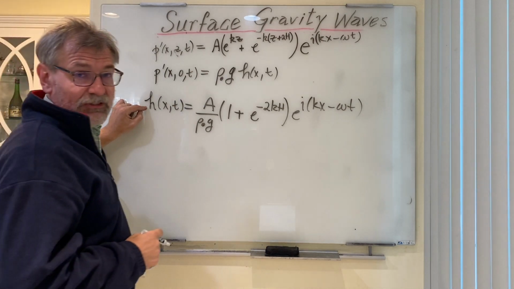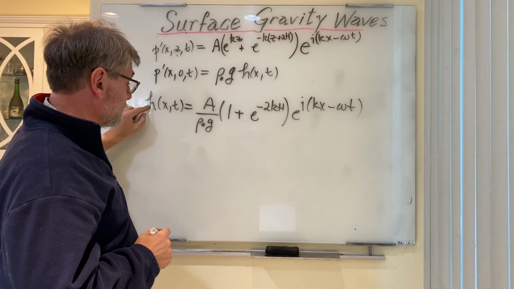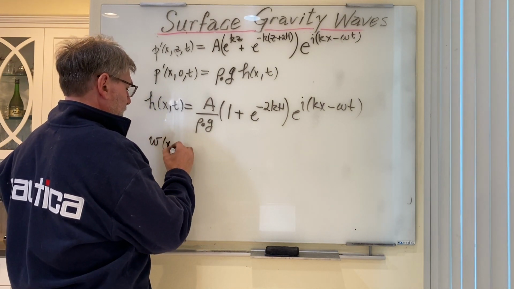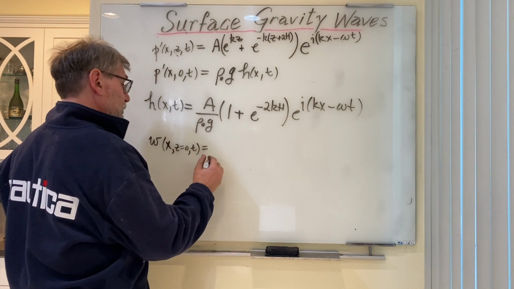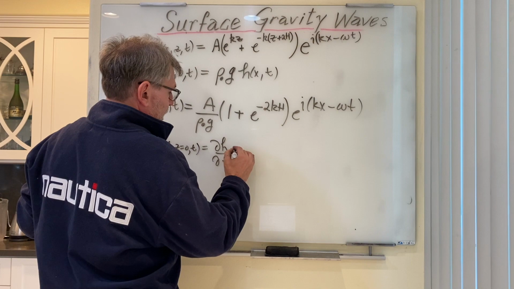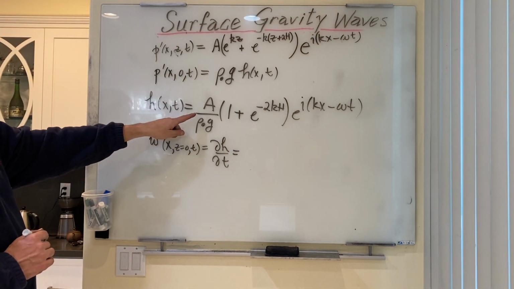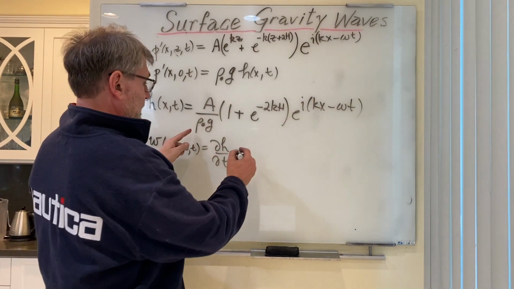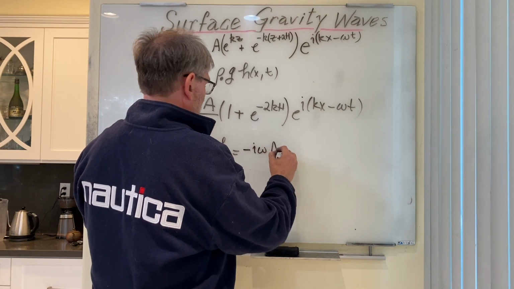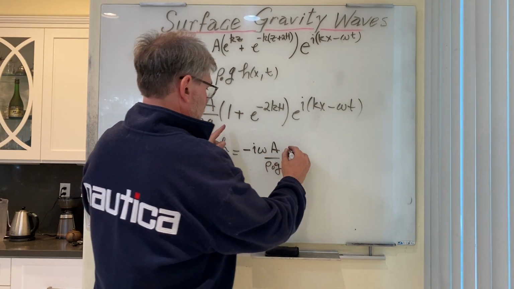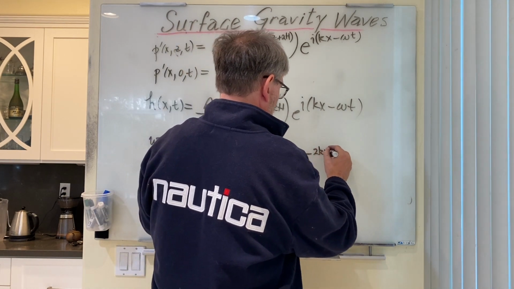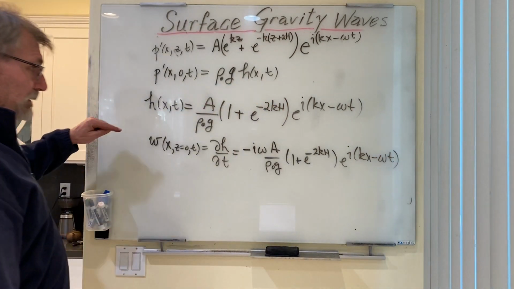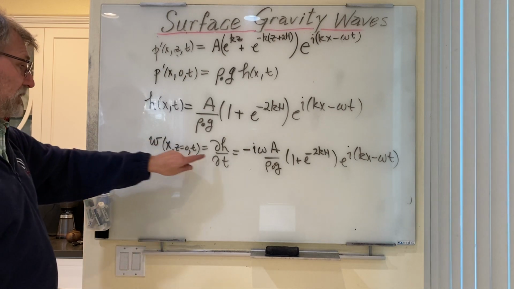Now I had a kinematic boundary condition at the surface, and that was that w is equal to dh dt. So w at x, z equals 0, and t is equal to dh dt. If I do a time derivative of this, all I do is multiply by minus i omega. So what I get is minus i omega a over rho naught g times 1 plus e to the minus 2kh, times e to the i kx minus omega t. So that's the kinematic boundary condition that dh dt is w.